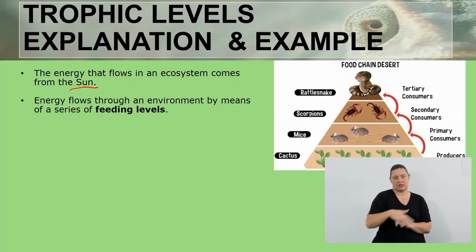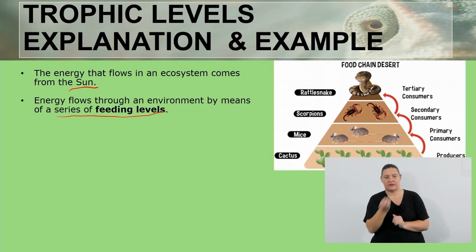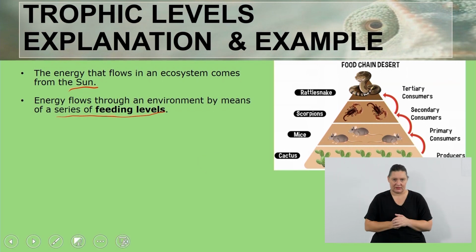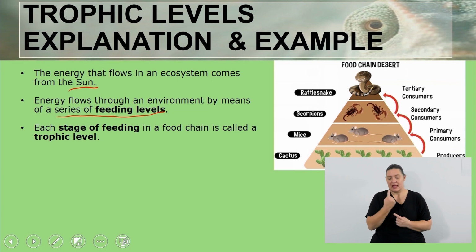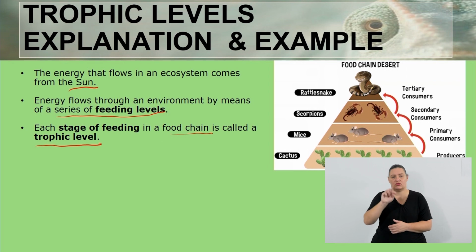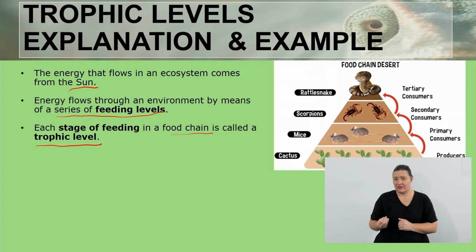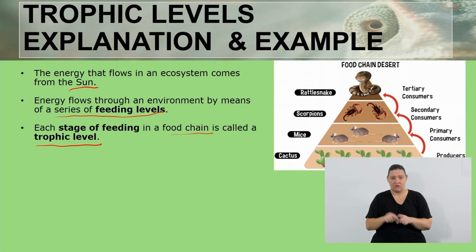So the energy flows through an environment by means of a series of feeding levels. Right. So each stage of the feeding in a food chain is called a trophic level. Now I want us to look at the picture alongside. We have a pyramid. Now if you look at this pyramid, it starts off with producers down here. In this instance, we have cactus.